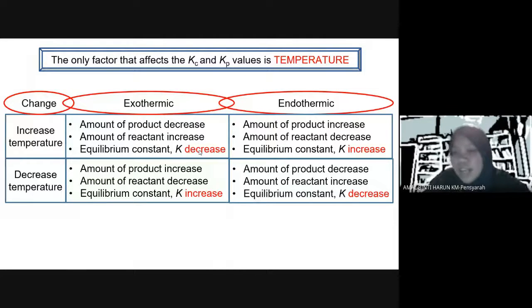Okay, last. Tengok kat sini pula. Kalau tadi kan you dah belajar dah temperature tu dia pergi ke kiri ke kanan. Lepas tu amount of product decrease. Produk sikit. Reactant dia banyak. So produk yang sedikit bahagi reactant yang banyak. Benda yang sikit divide by large numbers. So the value of K akan decrease.